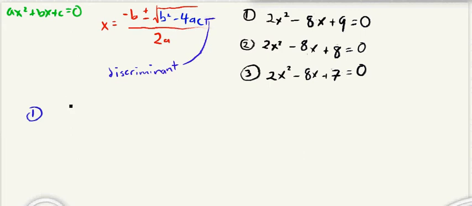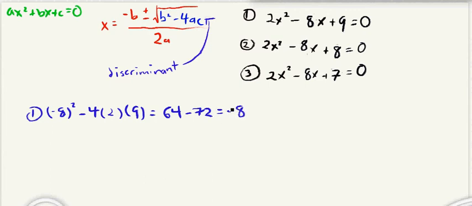Okay, so we're going to start out with b squared. So we're going to start out with negative 8 squared minus 4, and that 4 just came from right here. It's just part of what we're plugging in, times a, and a is 2, times c, and c is 9. Okay, so now we're just going to simplify this. Negative 8 squared is going to be 64, and 4 times 2 is 8, and 8 times 9 is 72. So that's going to be 64 minus 72, and when we actually do that subtraction, we are going to get negative 8.